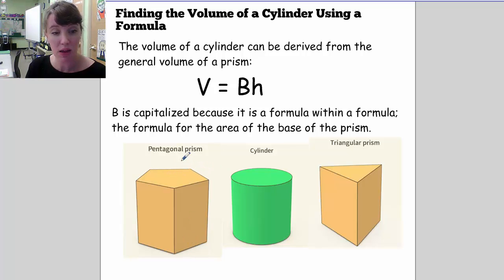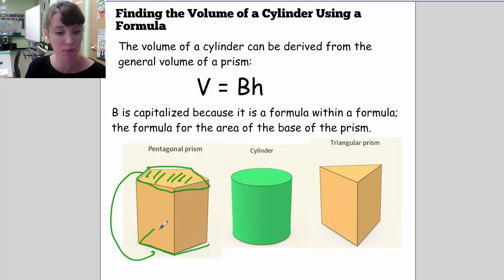So for instance, this is a pentagonal prism because the bases of the prism are both pentagons. You have this pentagon here as the first base, and the base on the bottom, which is a little bit difficult to see, is also a pentagon right here. So that would be the bottom.